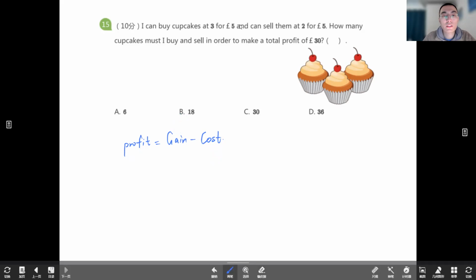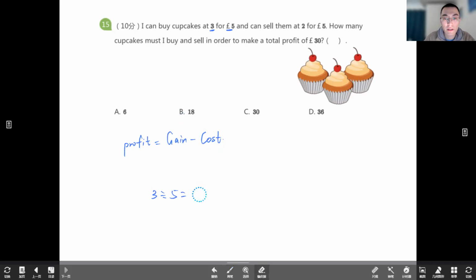For this question, we need to find, first of all, the gain and then the cost, so that we can have a total profit of 30. So let's see for one cupcake. What is the profit? That means we need to find the cost for one cupcake, and we take it away from the gain of one cupcake. We do that by doing division. We know that to buy 3 cupcakes, we need to pay £5.